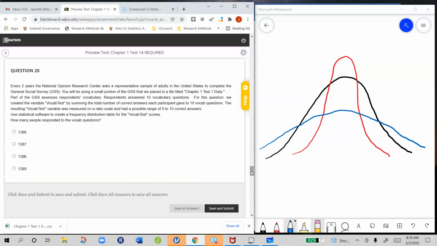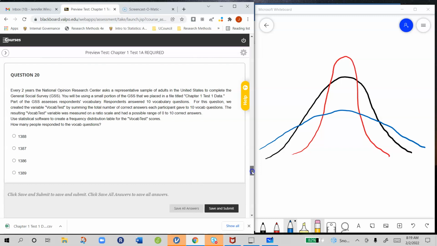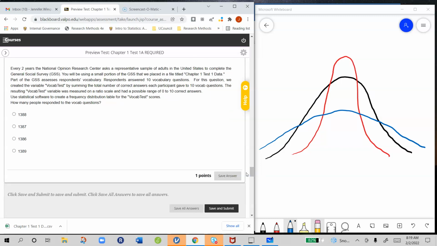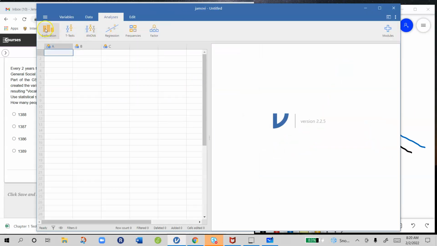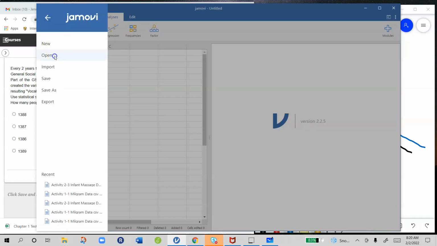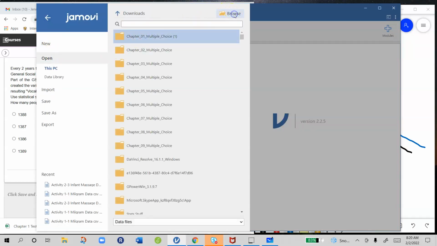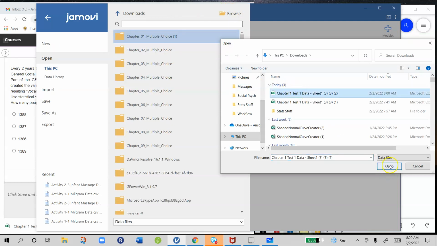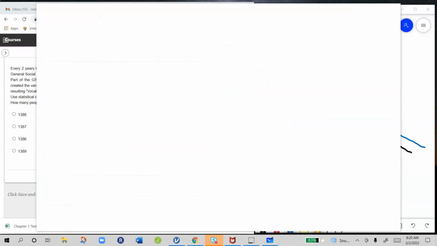Number 20. Okay, so starting with number 20, we're going to be analyzing data that you're going to need to download and enter into Jamovi. It is what we're using this semester, but you could do this really with any software package. What we're looking at here is people's answers on a vocabulary test. They're asked 10 vocabulary questions, and we want to know the number that they got correct. So I'm going to open this up in Jamovi. Open my data file, and I have it just saved to my downloads folder. You're going to have to find where yours is downloaded.